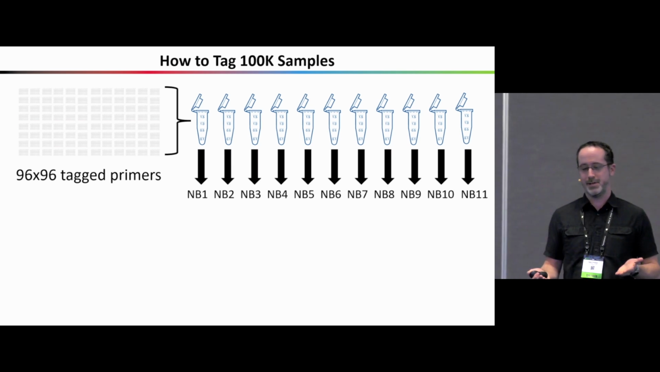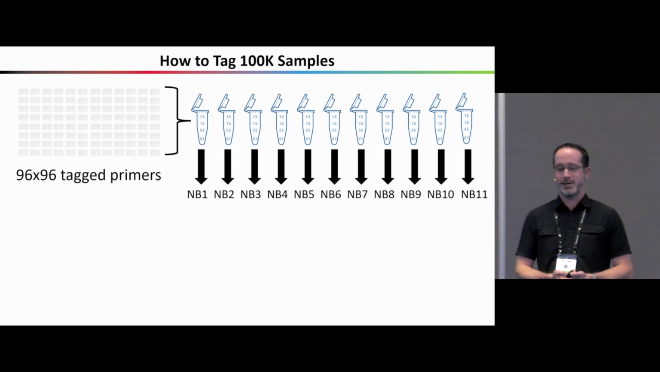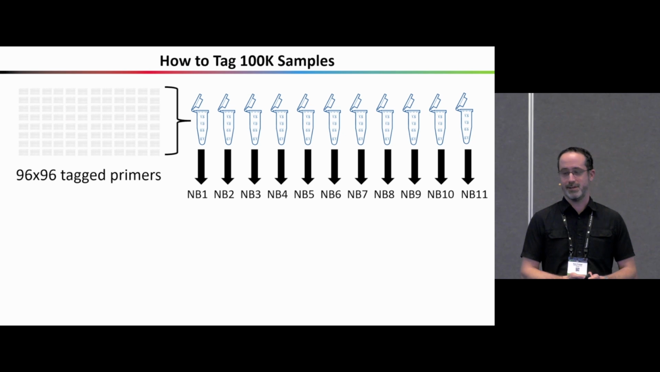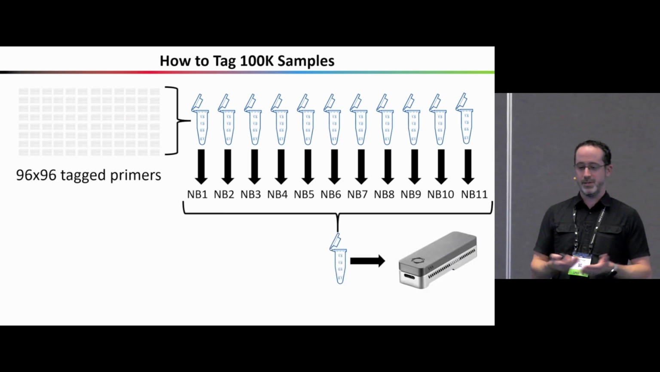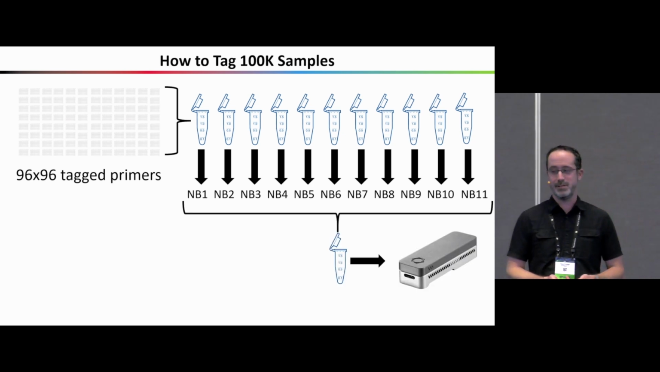And then it's a pretty simple matter to ligate on 11 different native barcodes during library prep, after which point we can pool them into one final library and sequence on the MinION.